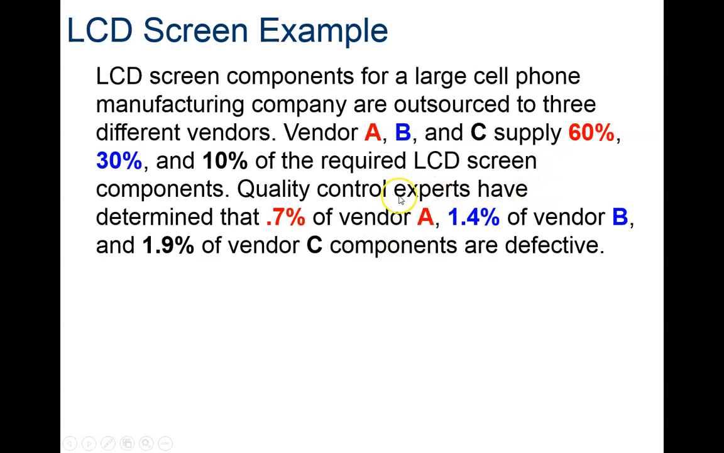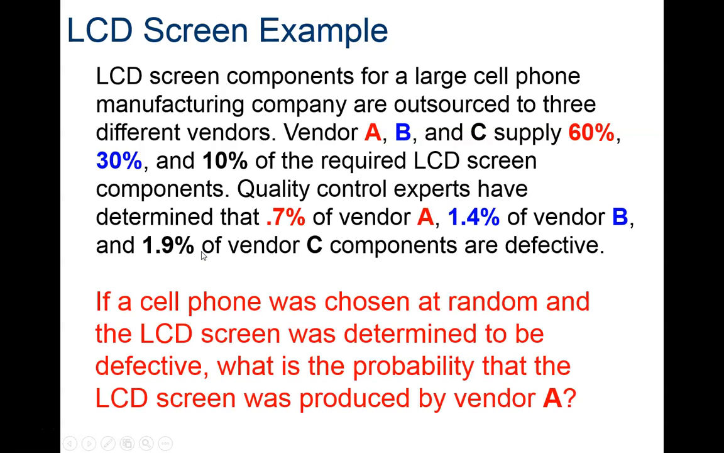Okay, so vendor A supplies the most product, but has the least number of defects, and vendor C supplies the least product and has the highest rate of defects. Okay, so if a cell phone was chosen at random and the LCD screen was determined to be defective, what is the probability that the LCD screen was produced by vendor A?